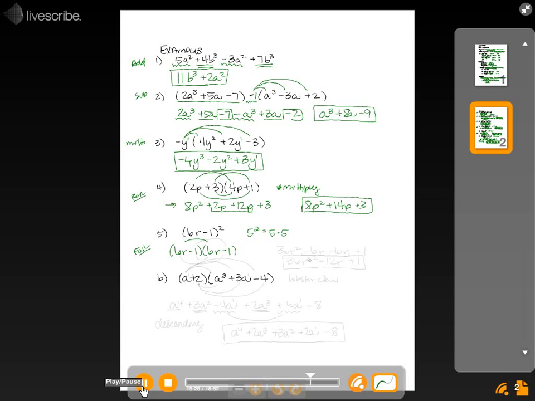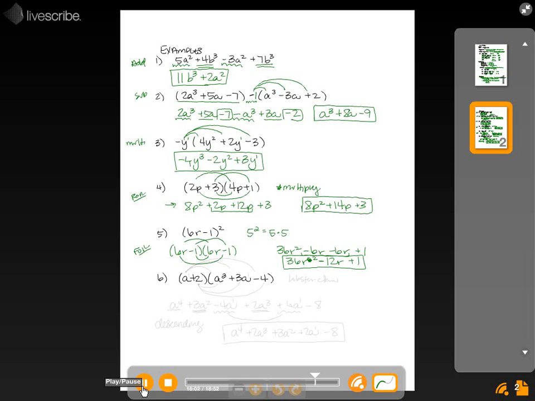We do the first two. 6r times 6r, well, that's 36r squared. 6r times negative 1 is negative 6r. The inside two, negative 1 times 6r, that's another negative 6r. And then the last two, negative 1 times negative 1, is positive 1. And we can combine the two in the middle. So we get 36, not r cubed, r squared. Negative 6r minus 6r is going to be negative 12r plus 1. And there's the answer to our problem.